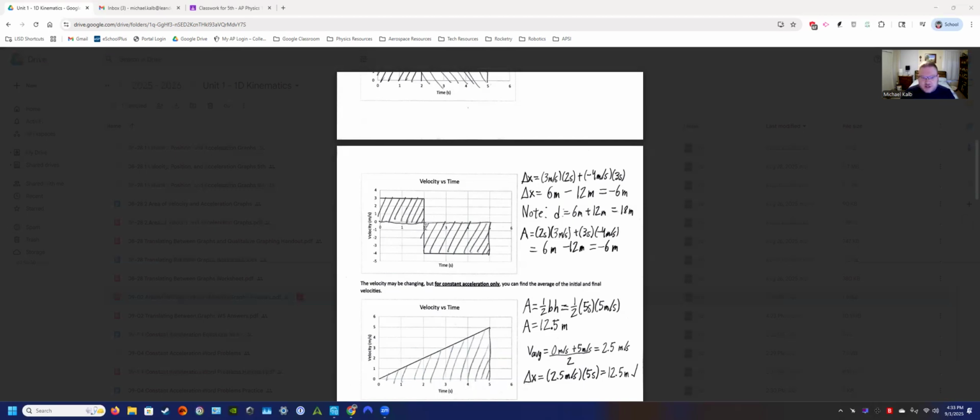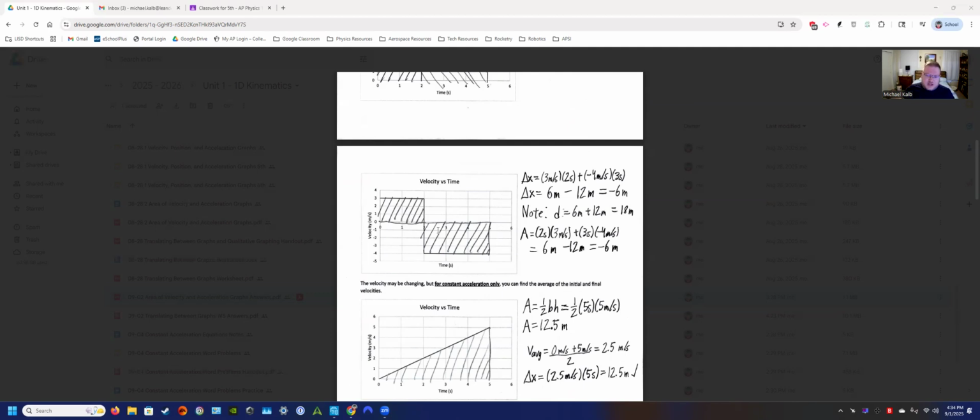The area of this rectangle right here, we have 2 times 3, that's 6 meters. The area of this rectangle here, we have a base of 3, because it goes from 2 to 5, so 3 times -4 is -12 meters. So it moves 6 meters forward, 12 meters backward, so a total displacement of -6 meters.